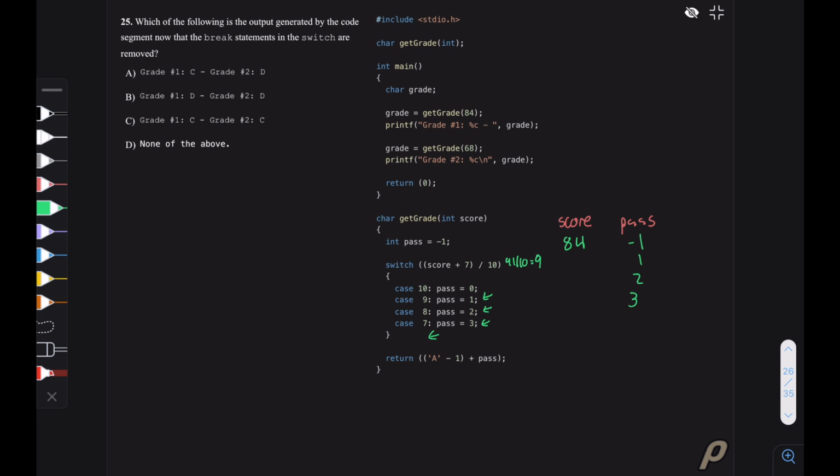So that's going to be 3. So basically anytime it's a 10, 9, 8, or a 7, it's going to return a value of 3. And if you remember before, that's just going to be A plus 2, which is a C.